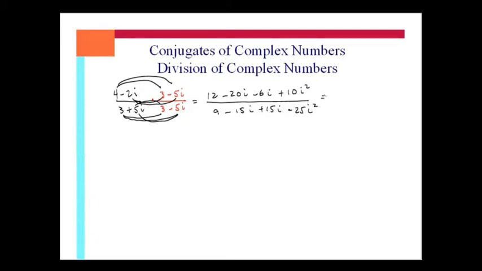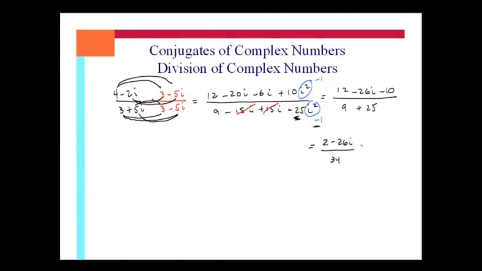Okay, well we know already that i squared is negative 1. So we'll simplify this to become 12 minus 26i minus 10, and in the denominator 9, these terms subtract away, and we have plus 25. That's the negative 25 times the negative 1. Okay, our simplest form would then be 2 minus 26i divided by 9 plus 25, that's 34.